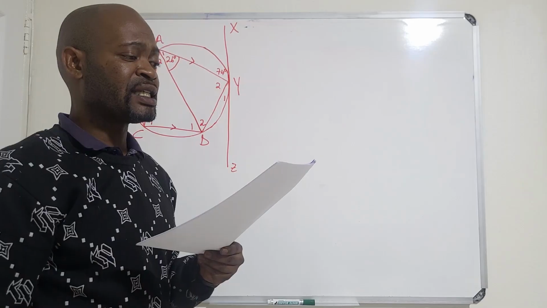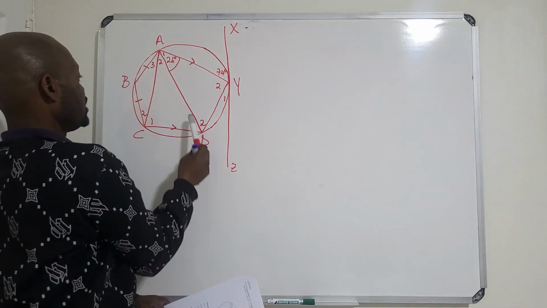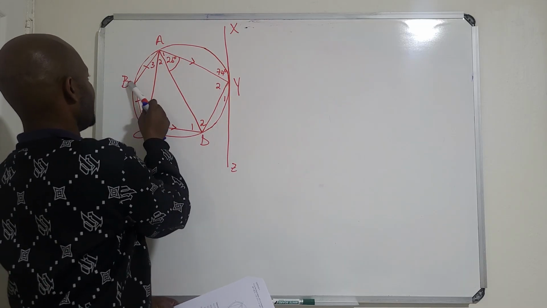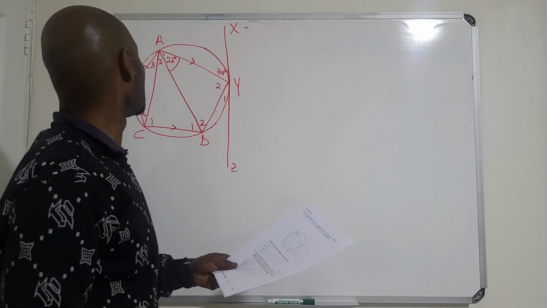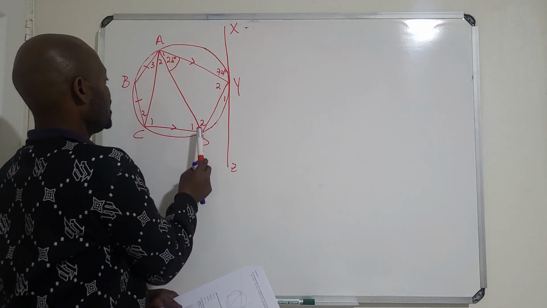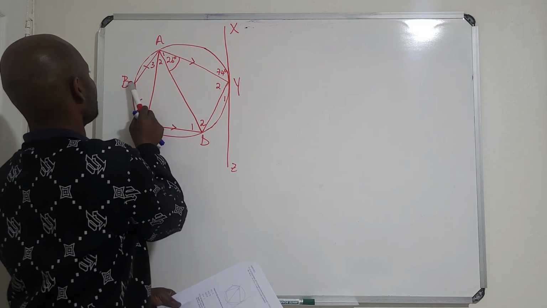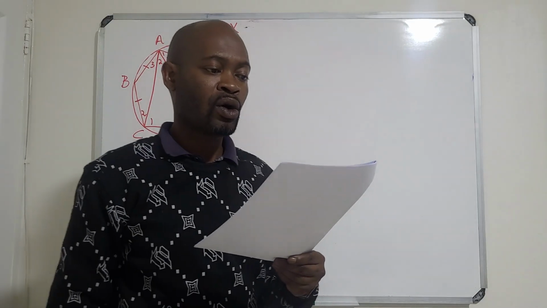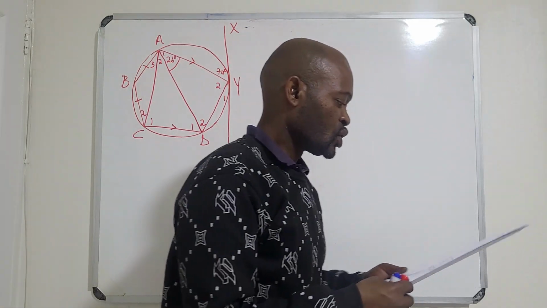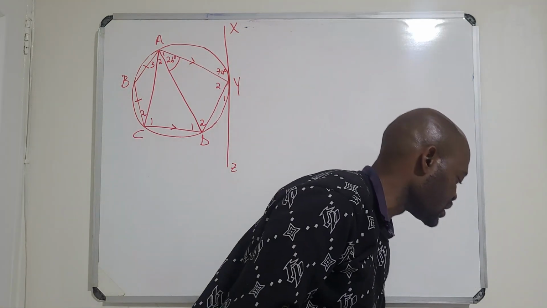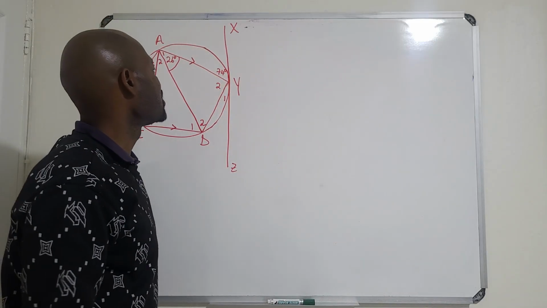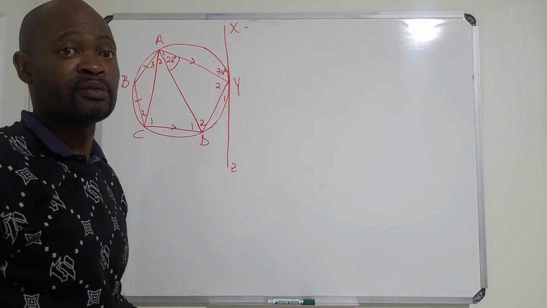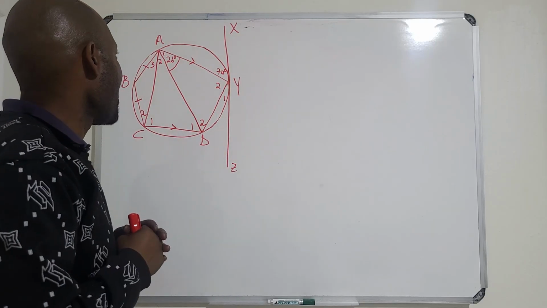And ADCB is a cyclic quadrilateral. So it means that ADCB are points on the circumference. Now, we are told to determine the size of the following angles. But before I can determine the size of the following angles, I need to eliminate the theorems which are not in this problem. Now we know what we have.